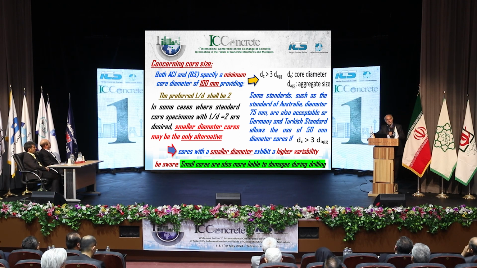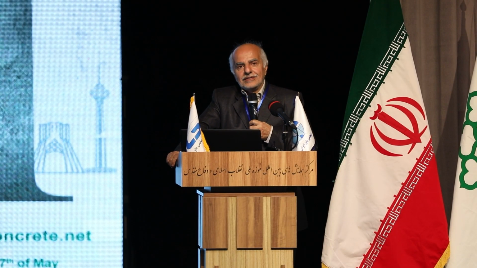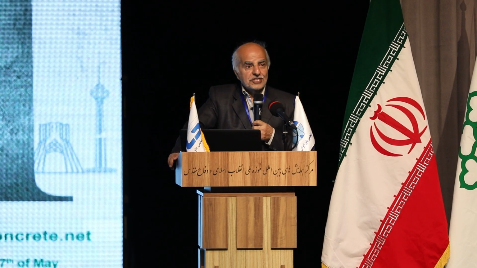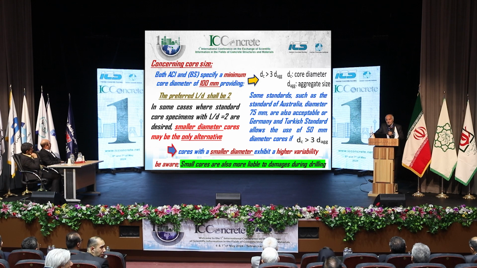But in some cases, such as a slab, if you consider an L/D of 2, maybe a smaller concrete core may be deserved. Some standards, like Australia's, give you a 75 millimeter core diameter. Some countries like Germany and Turkey even use less than 75, like a 50 millimeter diameter. But bear in mind that the core diameter should be at least 3 times your aggregate size.